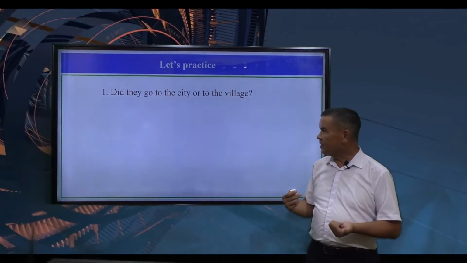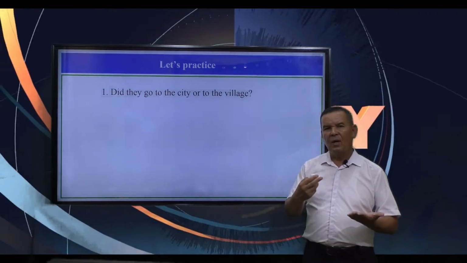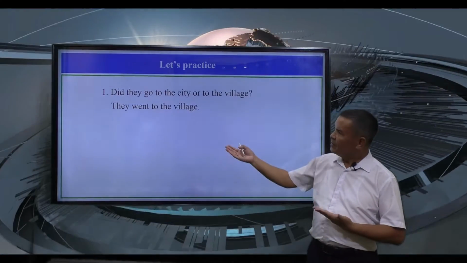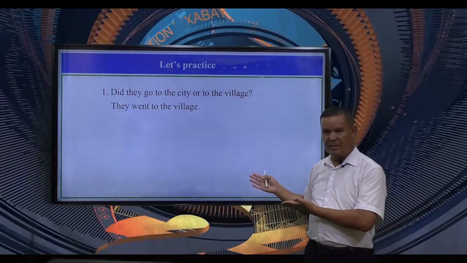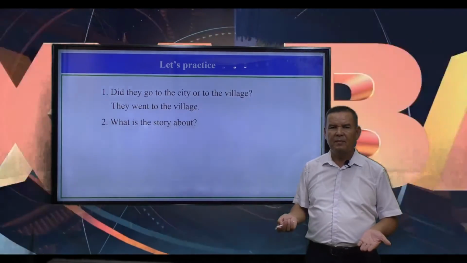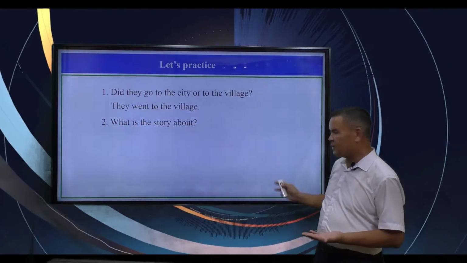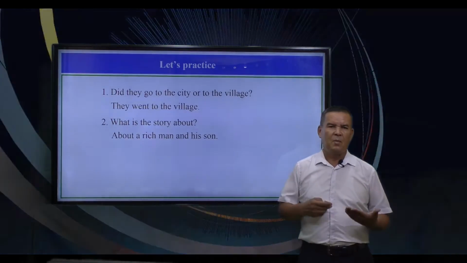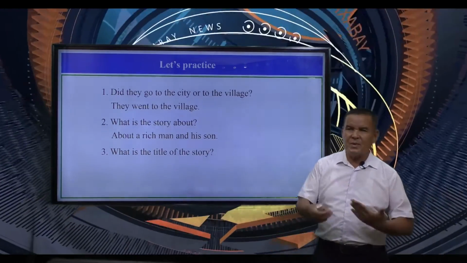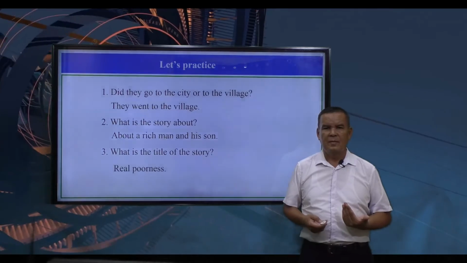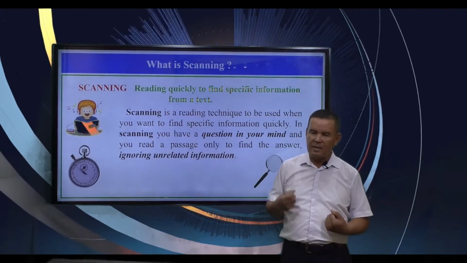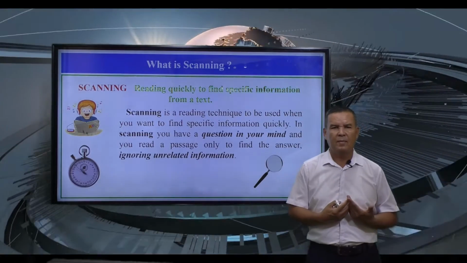And the first question, did they go to the city or to the village? They went to the village. It's clear from the text. What is the story about? You can pay attention to the picture. About a rich man and his son. And what is the title of the story? Real poorness. Very good. And the second technique is scanning.